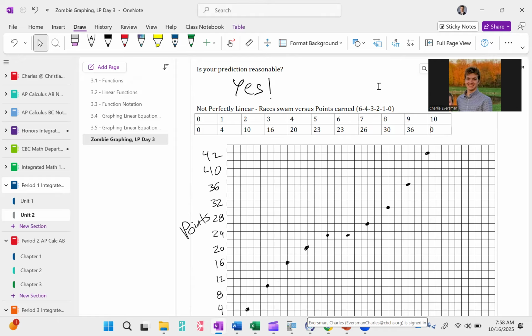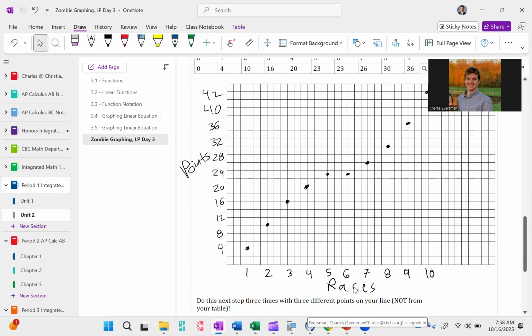So I'm curious, can I make a model that will predict how many points I'm going to earn? And so on my axes, notice I labeled these. I've got races and points earned, and I should go ahead and graph my 0 point as well. So if I swim 0 races, I'll earn 0 points for my team. Makes sense. But then if I swam one, right, I scored 4 points. When I swam 2 races, I scored 10 points, right? That's why it's between the 12 and the 8 there. And I have all these.